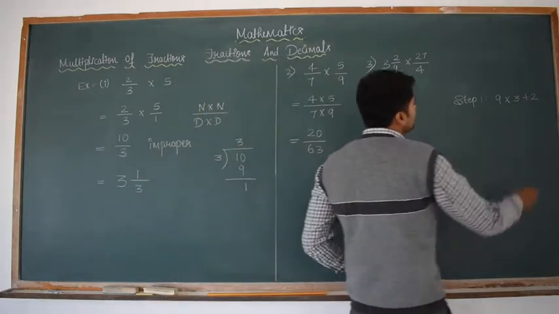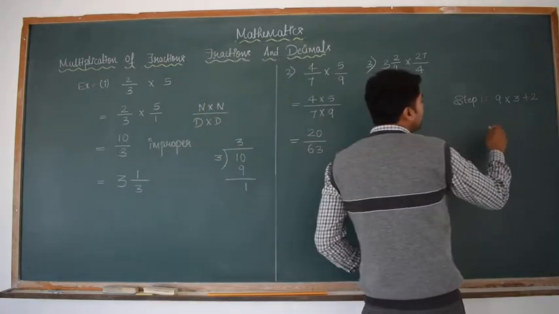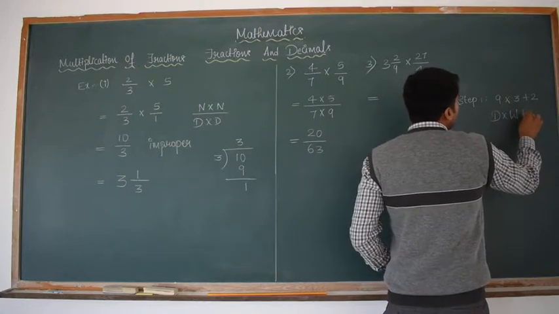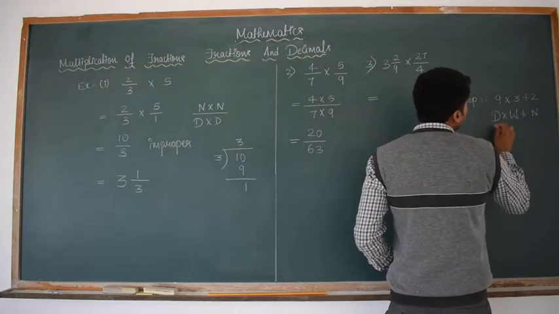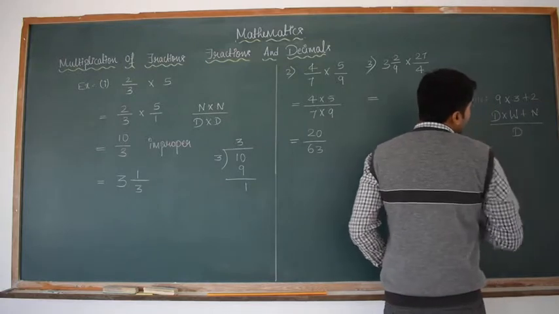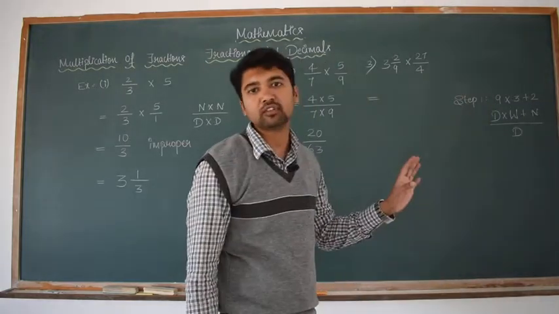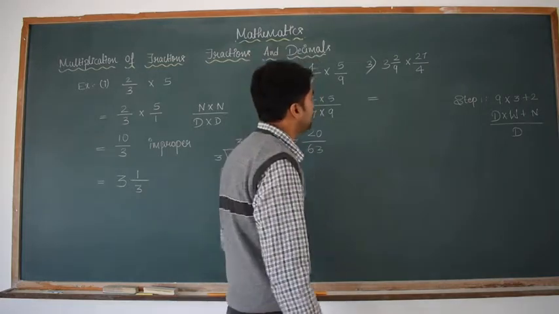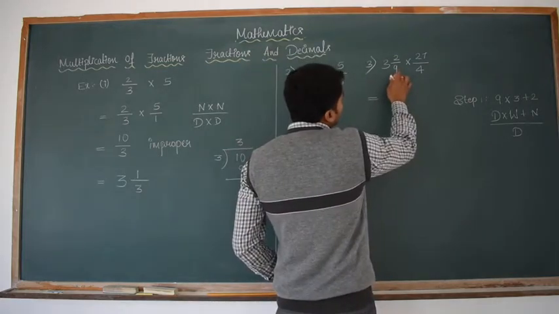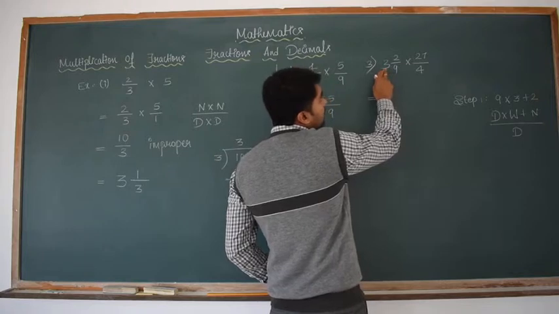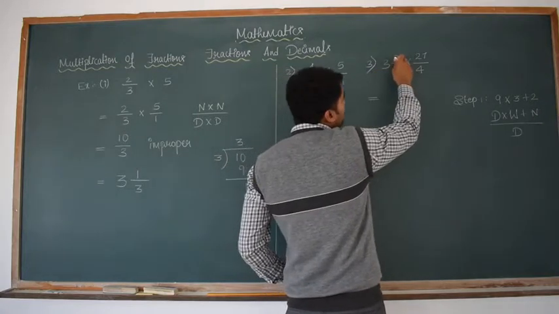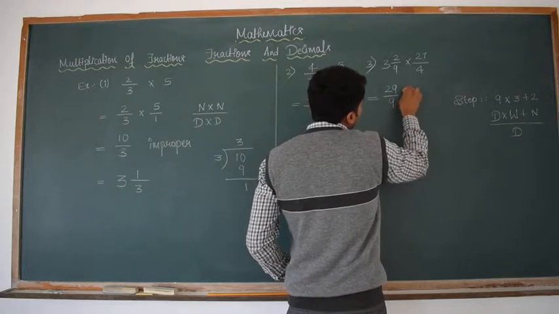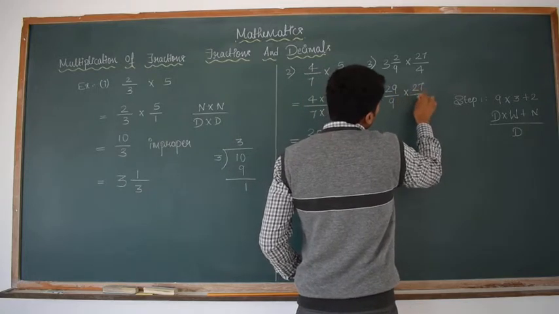So that is, if I want to write it in a symbolic form, denominator into whole number plus numerator, divided by denominator. This is a symbolic representation of this step. Keep this in mind. It's all shortcut, you keep it in your mind, that's it. So let us try. 9 3s are 27, 27 plus 2 is 29, divided by 9, into 27 by 4.